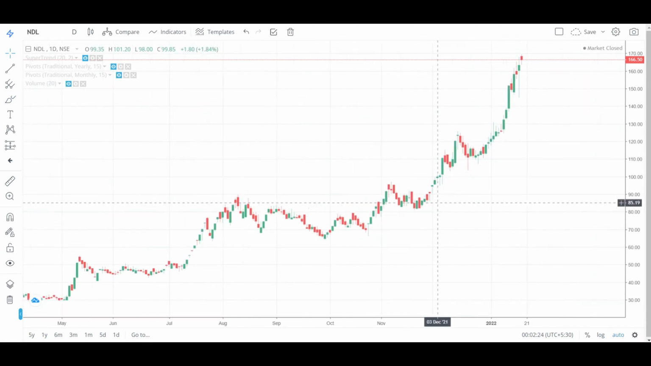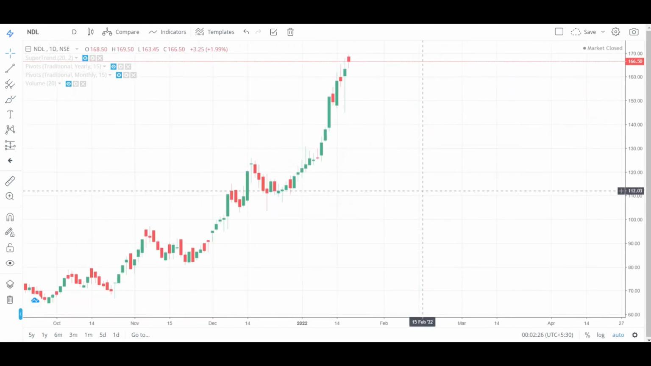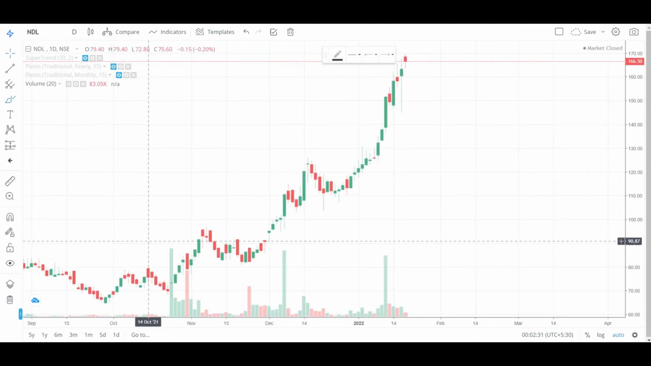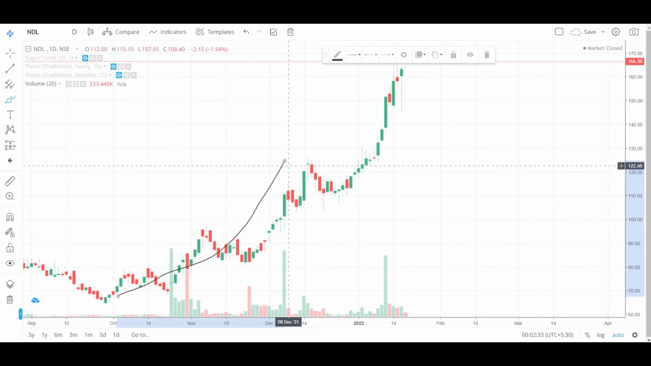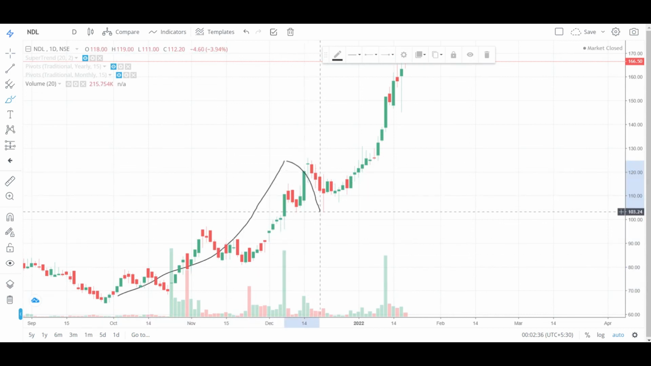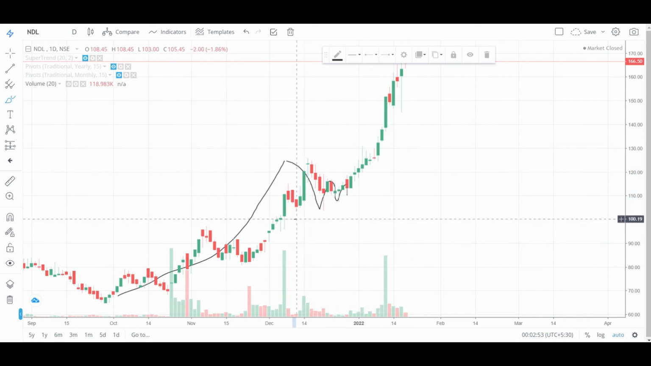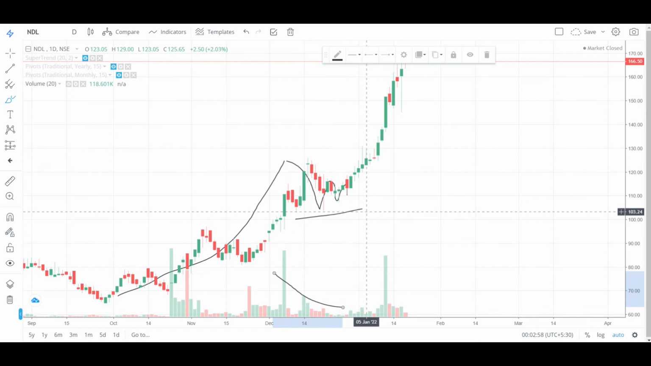So here I have this NDL stock. Now you guys can see there was this up move. After that there was this contraction, then it went up, and then there was another contraction, and then it went up, and there is a very short contraction, and then the stock kept on going up. During this period the volume was decreasing gradually.